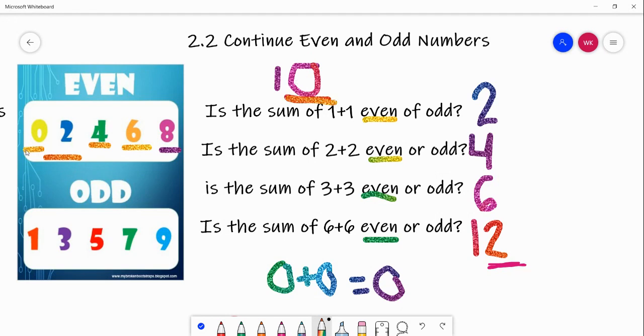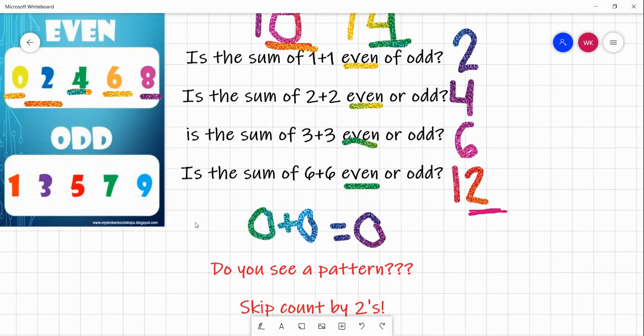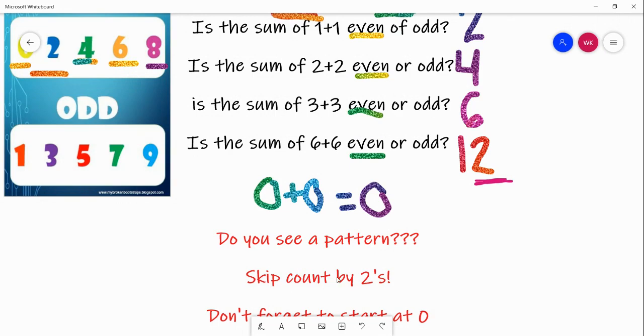That's an even number. If we think of another doubles fact, if we think of 7 plus 7. 7 plus 7 equals 14. So if we have our 14 up here, our 4 in our ones place is an even number. So every single doubles fact is an even number. And even numbers skip by twos.